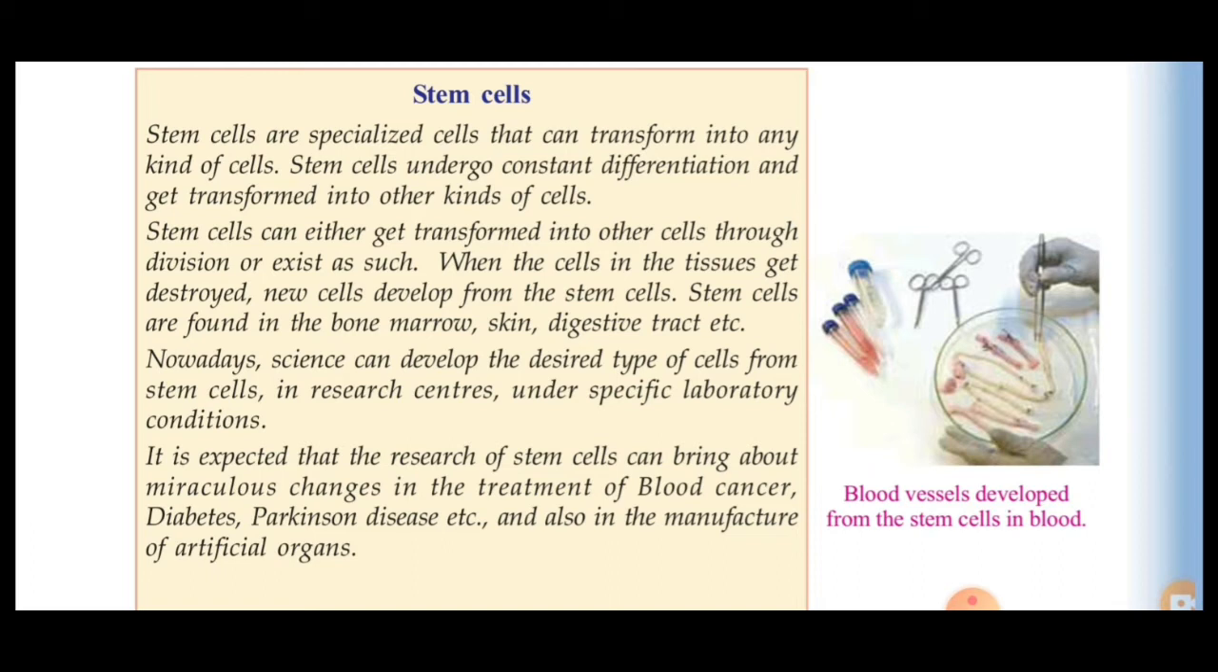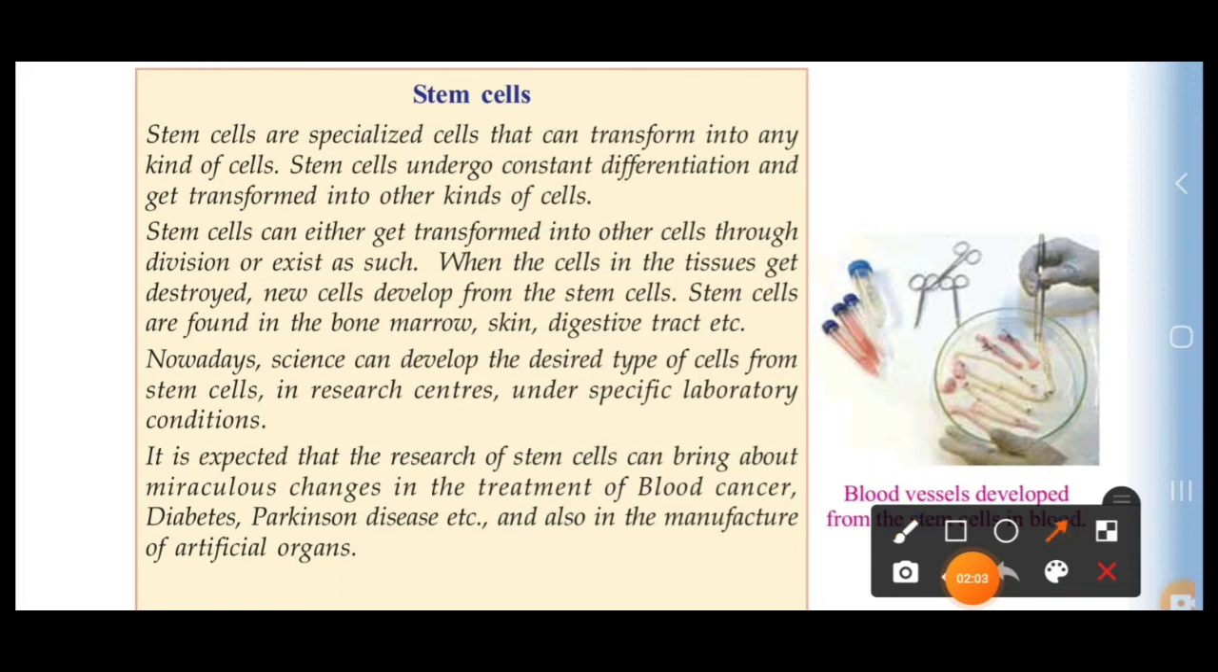Stem cells can either get transformed into other cells through division or exist as such. I told you, by division it can be changed into another cell, or it can remain as it is. Look at this sentence: when the cells in a tissue get destroyed, new cells develop from the stem cells.